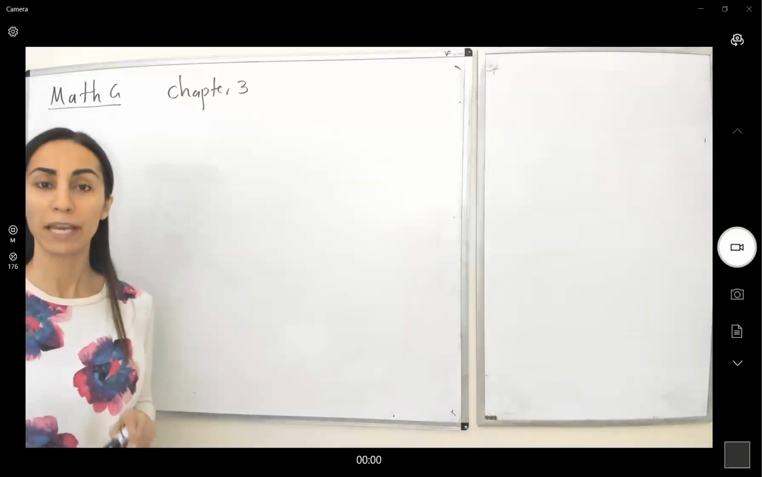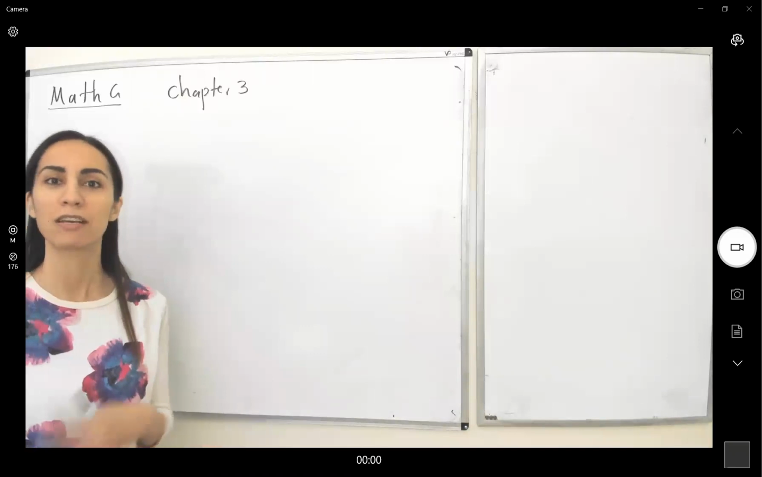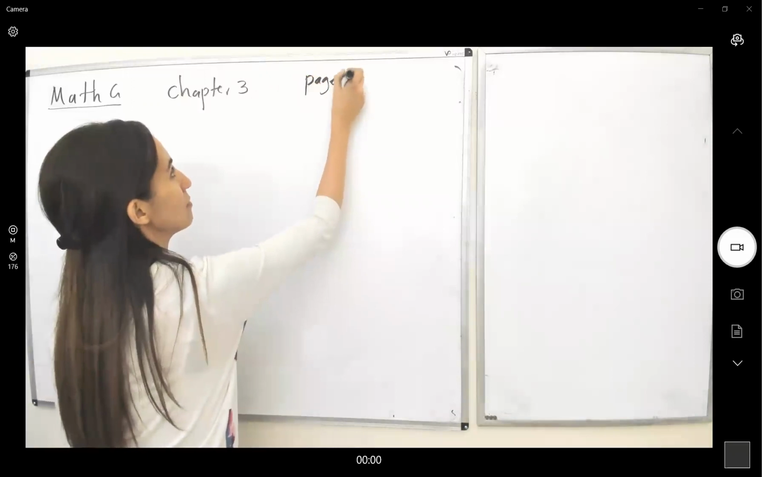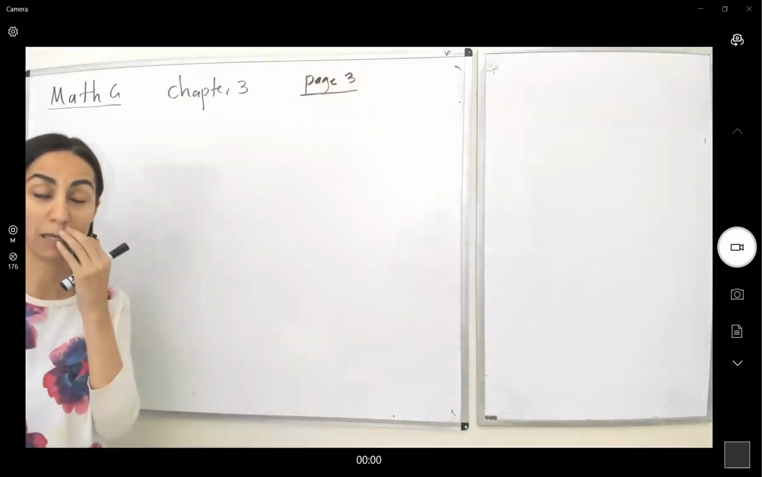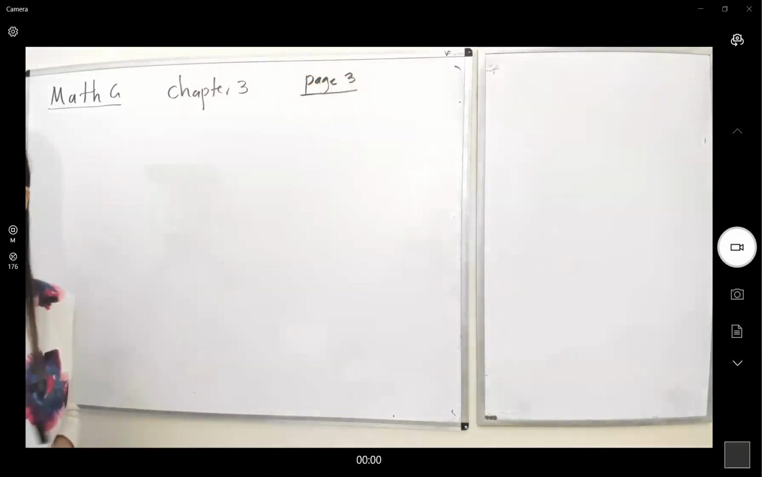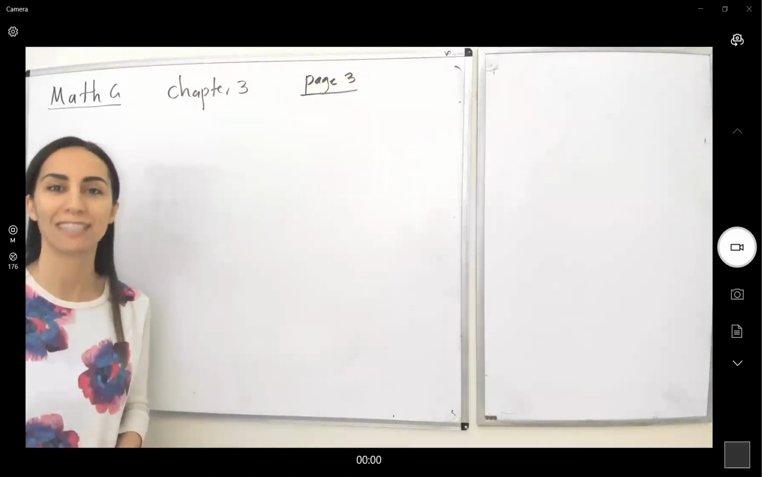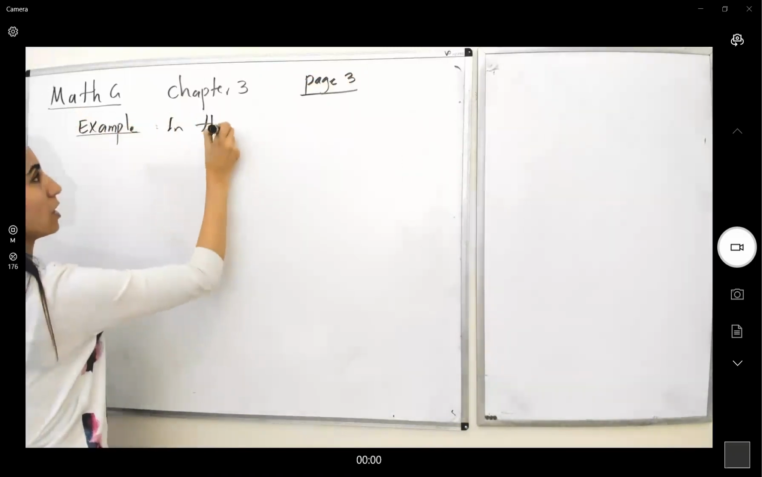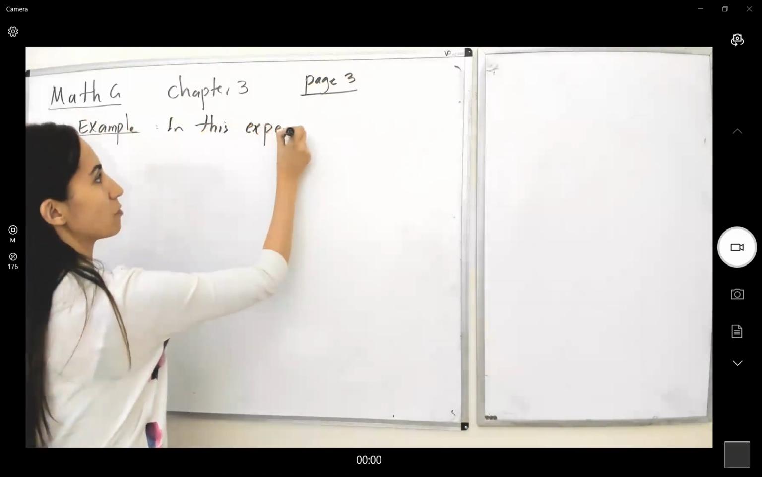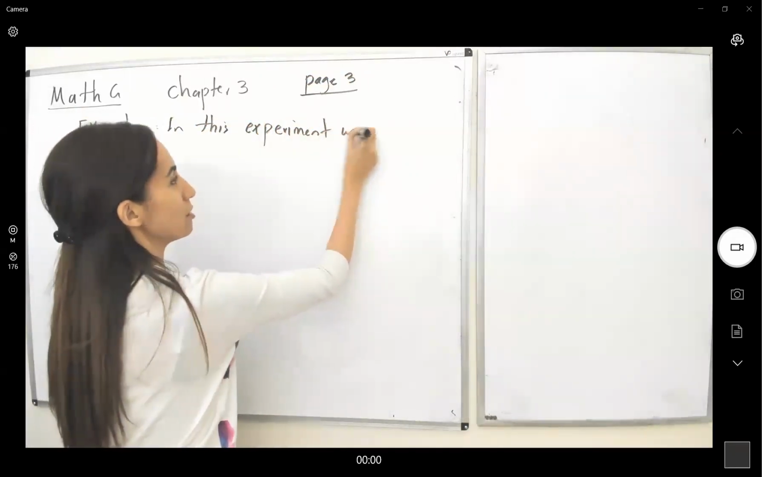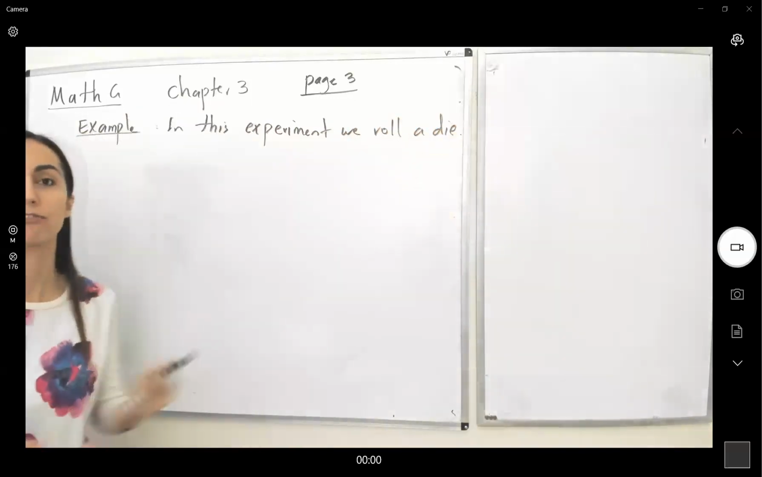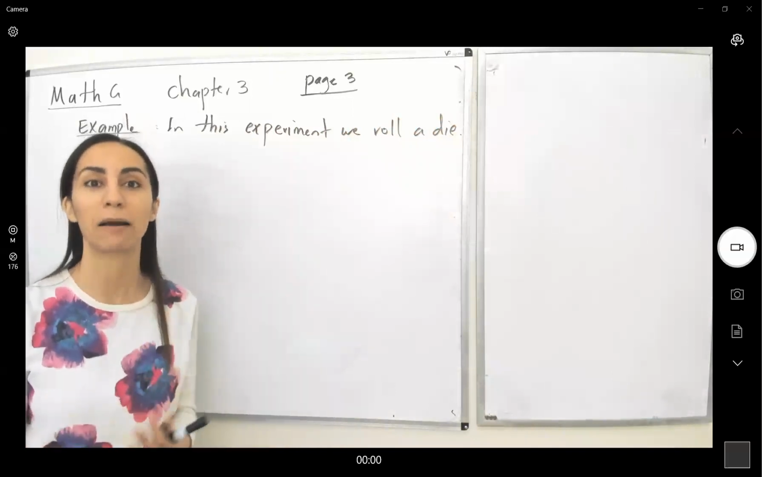Very well. On page 3, we have another and a different experiment. In page 3, the experiment says, here you have actually just a die and you roll that die. Example. In this experiment, we roll a die. So the question says, first of all, what is your sample space?